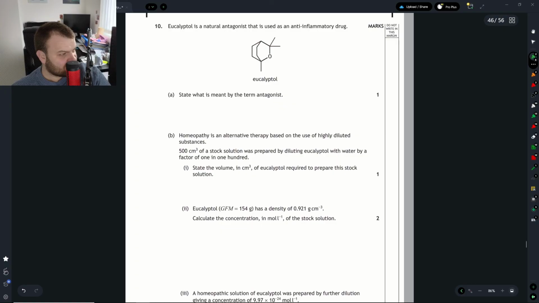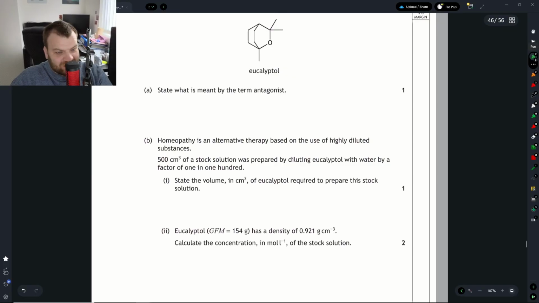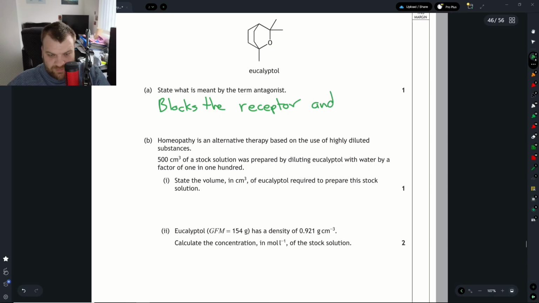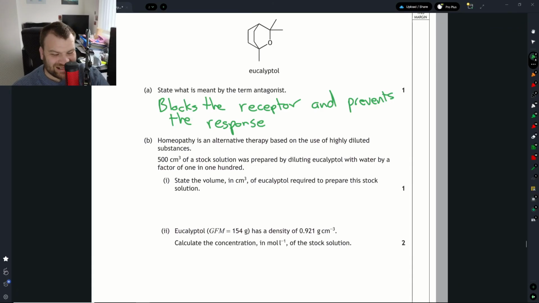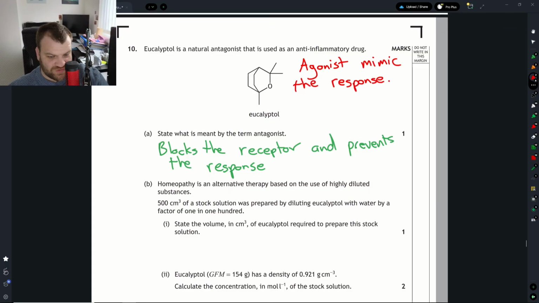On to number 10, we're discussing drugs, and in this case, an antagonist. An antagonist blocks the receptor, and by blocking the receptor, it prevents the response. How I think of this is a protagonist in a story is the main character. An antagonist is doing everything they can to stop the protagonist from doing what they want to do. They're getting in the way, blocking the receptor in this case, and that prevents the response. If the question wanted the other type, which is an agonist, they mimic, bind to the receptor, and trigger the response and make that happen.